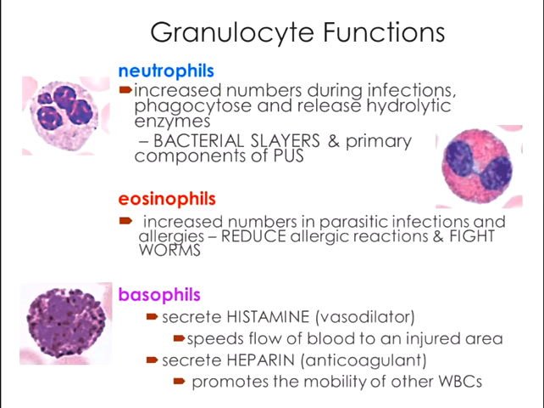Now, notice, and we mentioned this before in a previous lecture, your neutrophils are considered polymorphonuclear, meaning that they have multiple lobes or lobules for their nucleus. So it's called polymorphonuclear.